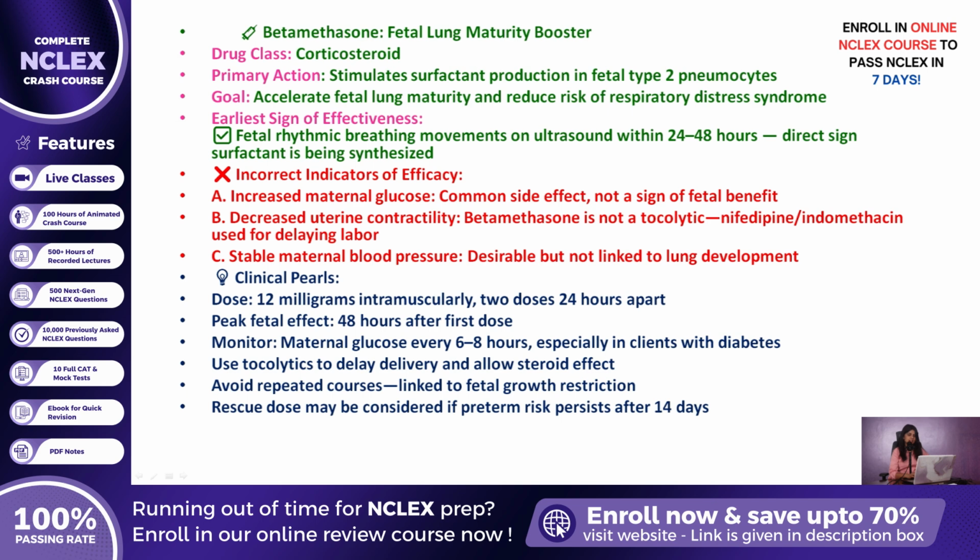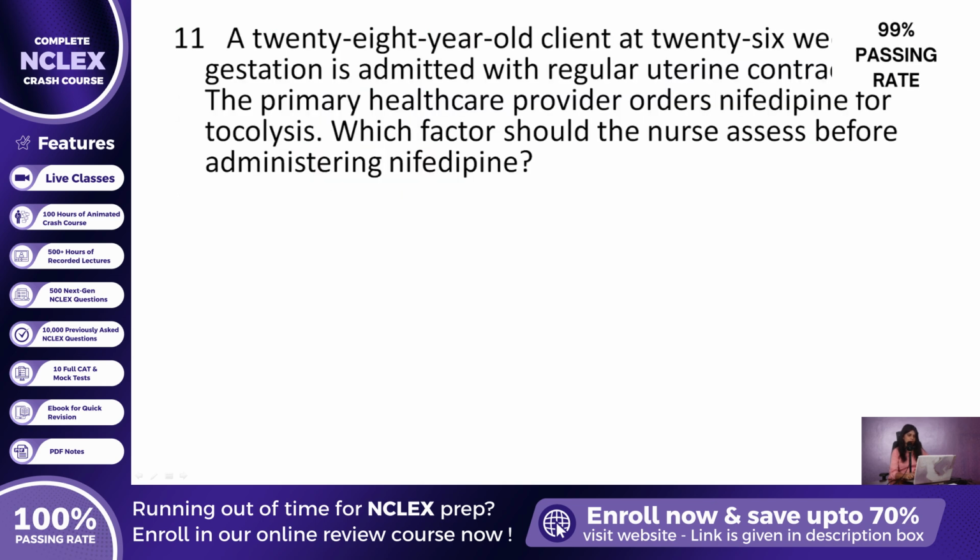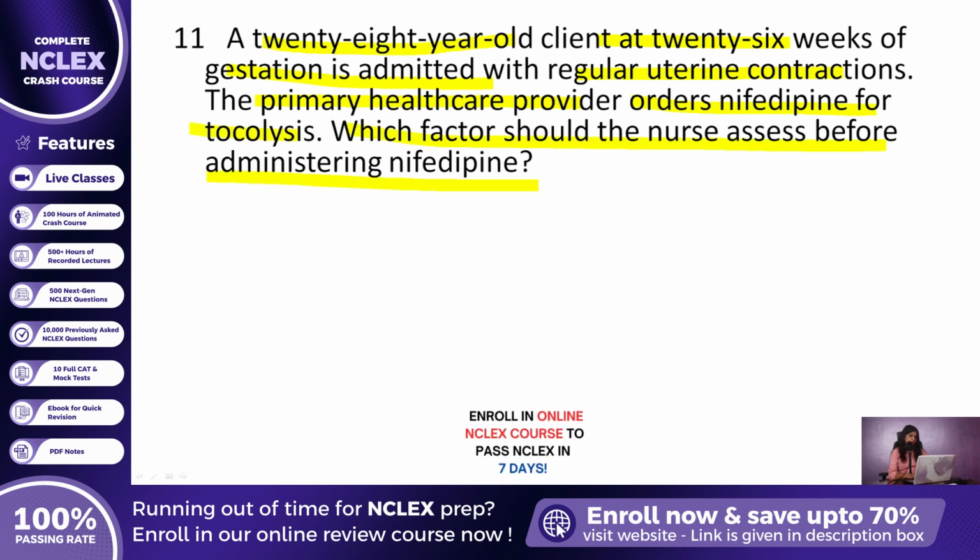This next question is a game changer. Question number 11. A 28-year-old client at 26 weeks of gestation is admitted with regular uterine contractions. The primary healthcare provider orders Nifedipine for tocolysis. Which factor should the nurse assess before administering Nifedipine? Here are the options to consider.